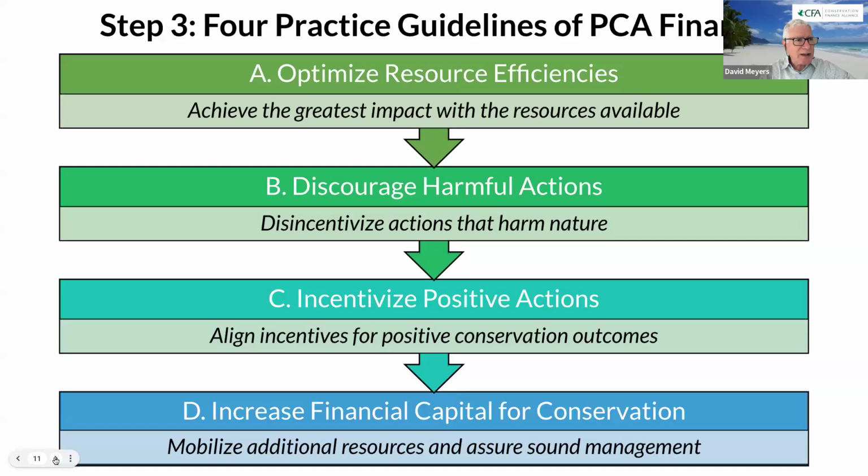And as Joss was saying, you don't start with the fourth one. We all know we're underfunded, but let's look at the first three before we say, okay, we need more money. Because the first three are quite useful.